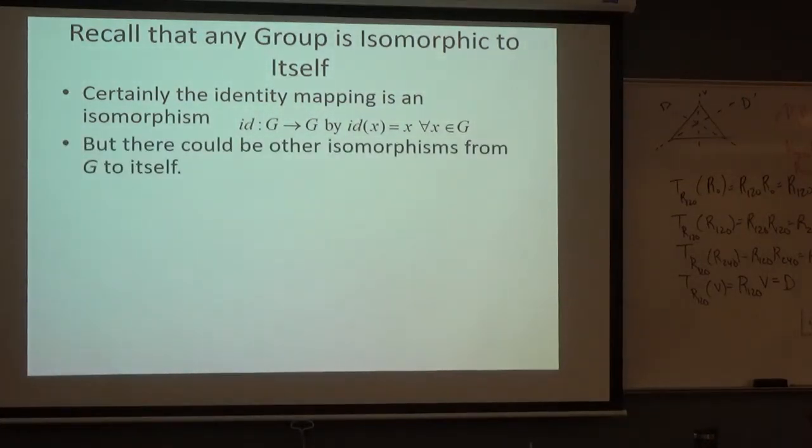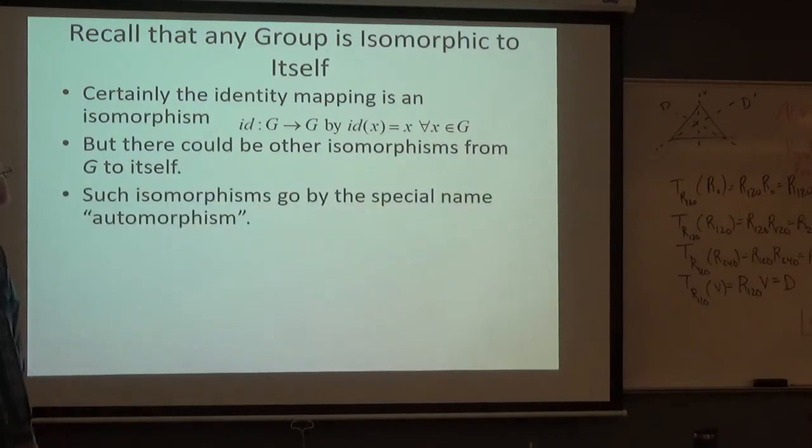But there could be other isomorphisms from G to itself. Such isomorphisms go by the special name automorphism.